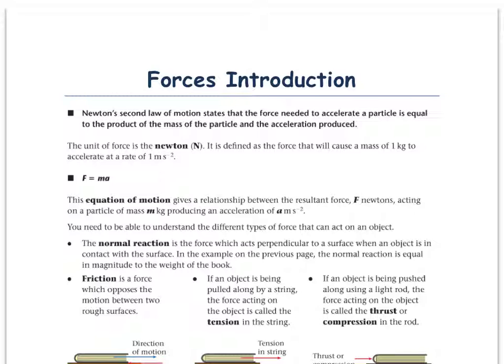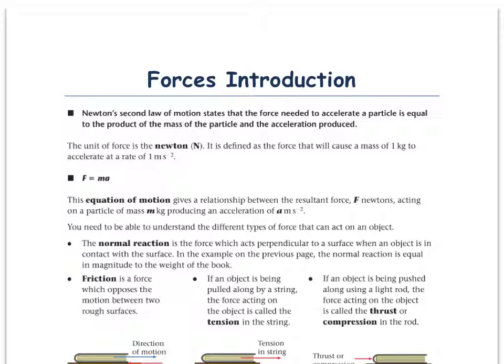Now, the formula which we're going to use a lot of in Mechanics 1 is force is equal to mass times acceleration, which you probably know already, but that's going to be used a lot during our Mechanics 1 course. So, this equation of motion gives a relationship between the resultant force, F newtons, acting on a particle of mass m kilograms, producing an acceleration of a metre per second to the minus 2.